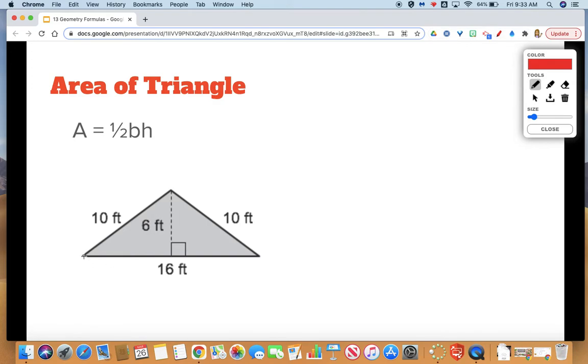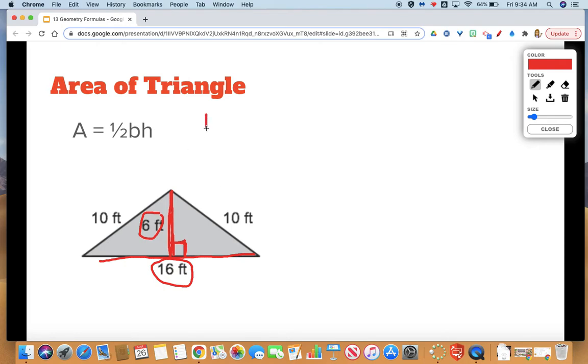It's a really great question. Your base and your height will always create a 90-degree angle on your triangle. So I can see the 90-degree angle down here, this perfect box, and the two lines that make that 90-degree angle are my 6 and my 16. So that's my base and that's my height. The 10s will not get used for this area formula.